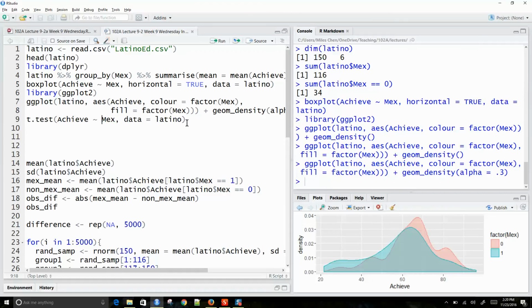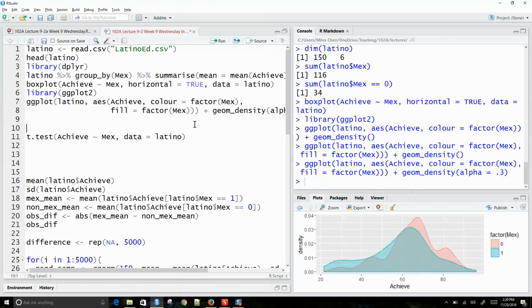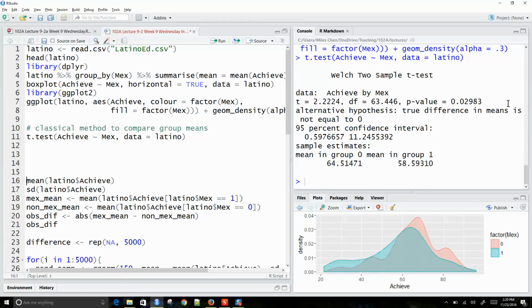So anyway, we've seen that. Now if we wanted to do a classical approach, we could use a t-test. This would be a kind of classical method to compare group means. When we do that, we get a t of 2.222, a p-value of 0.029, so about 3%, and this is what we have. And it says the mean of group 0 and the mean of group 1. That is what we observed.